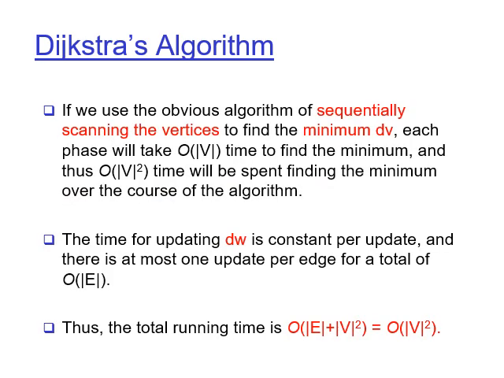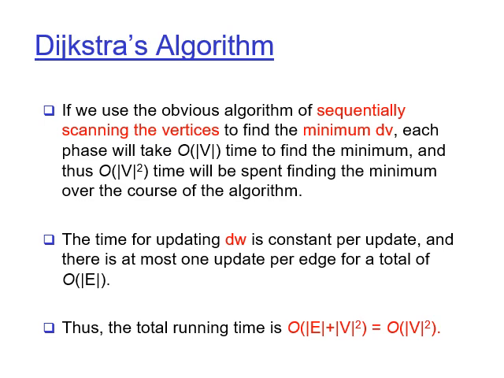One obvious choice is that we sequentially scan the vertices to find the minimum dV. I will start with V2. Does V2 have the minimum value? Does V3 have the minimum value? Is the dV of V4 the smallest? Is the dV of V5 the smallest, and so on. So we can sequentially scan the vertices. If you adopt this strategy, this is big O of the square of the magnitude of V.